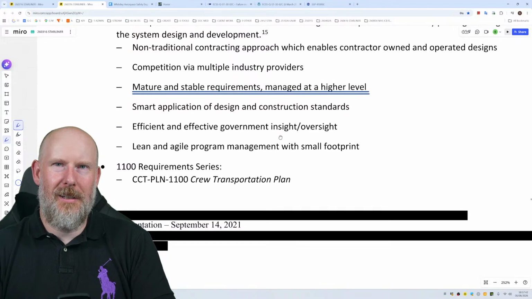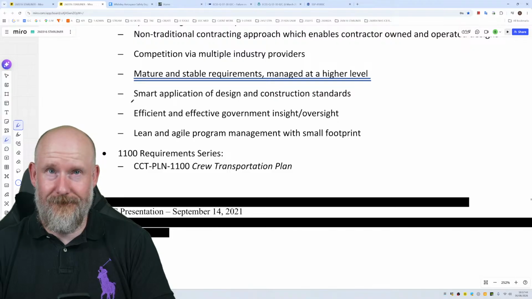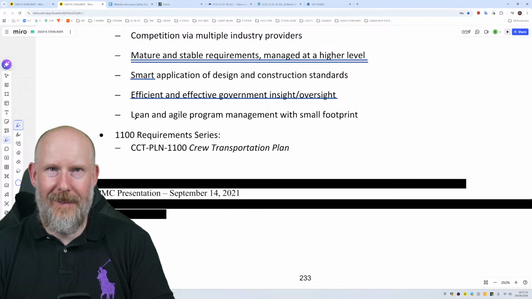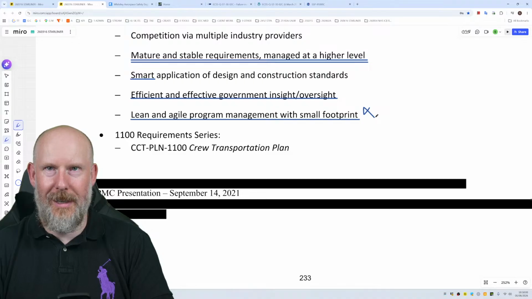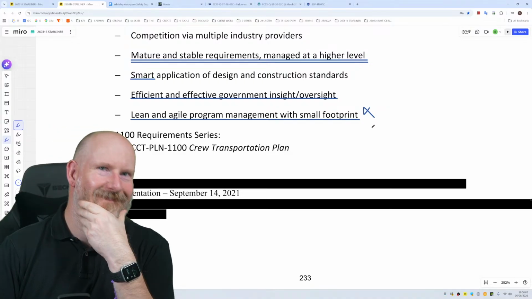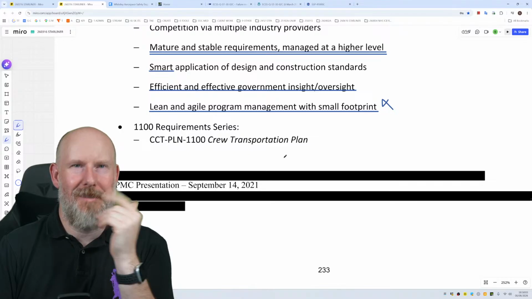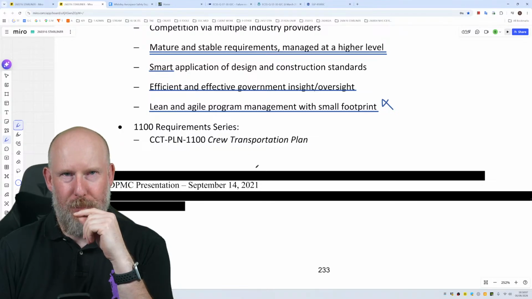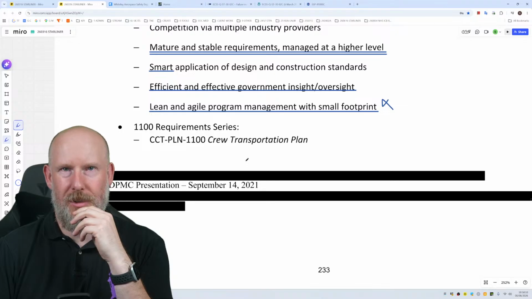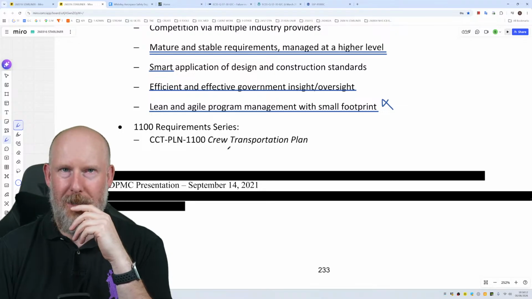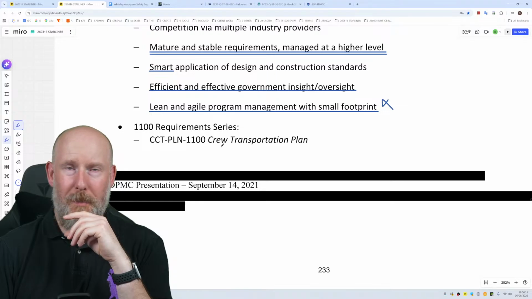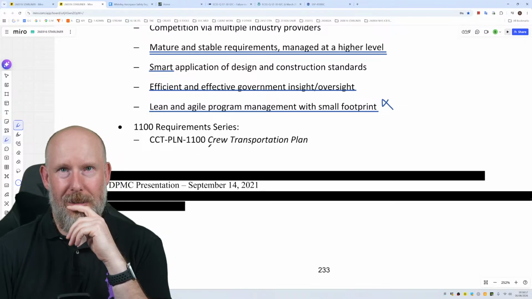Smart application of design and construction standards. Okay. Efficient and effective government insight and oversight. Really? Lean, oh God. Lean and agile project management with a small footprint. Yeah, okay, sure it is. I've seen that tried to be implemented on many big programs, and every time it's just generated more work, more admin, faffing around, and actually stopping people doing actual meaningful engineering.